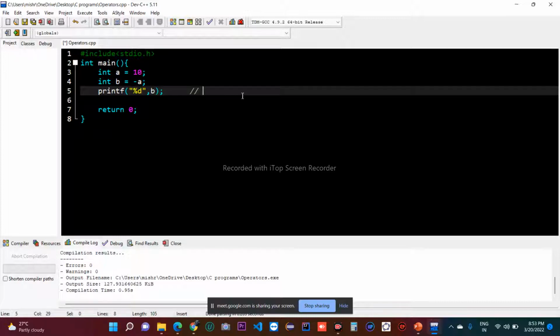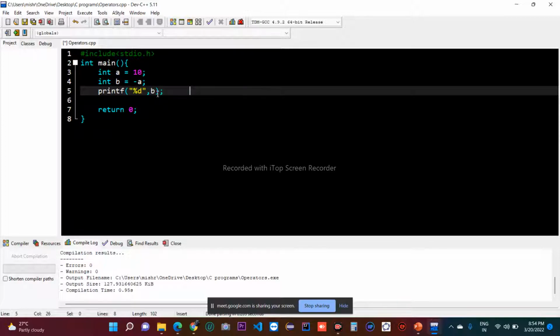For example, you can do a plus plus. How many operands does plus plus require? Only one operand, only a. If you want to use the sizeof operator, how many operands will it require? It will require only one operand, which will be written here. This is why they are called unary operators. Unary means one, only one. So these types of operators require only one operand.